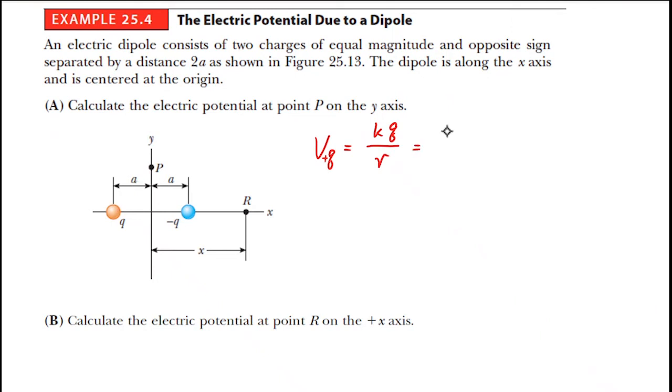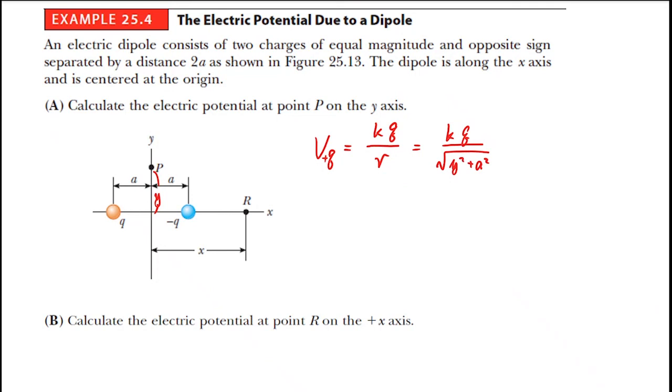And that is KQ. What is the distance, the location of P? Do they tell you? On the y-axis, any P. We'll just call this Y, so it becomes a function of Y. So this is KQ over the square root of y squared plus a squared.